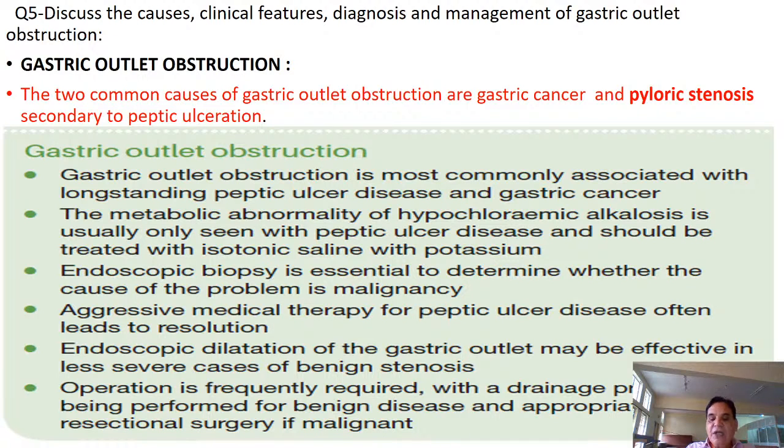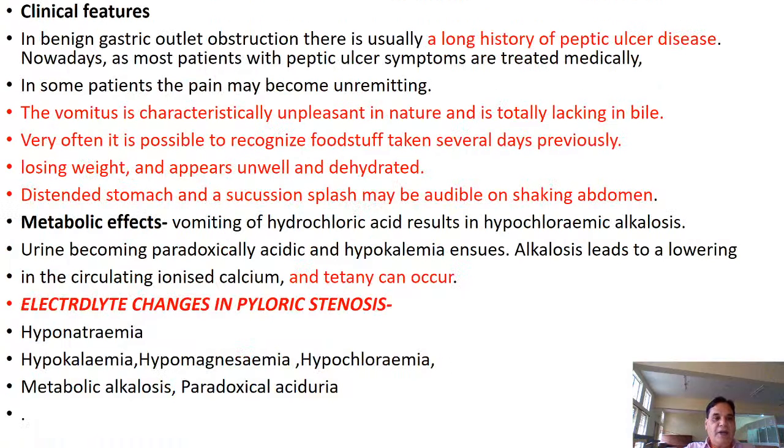For all benign diseases, a drainage procedure is done, and for all malignancy, it is a resectional surgery. So in these 5 or 6 lines, we have finished gastric outlet obstruction as a full question. Remember this basic for GOO. So understanding it, what are the clinical features?